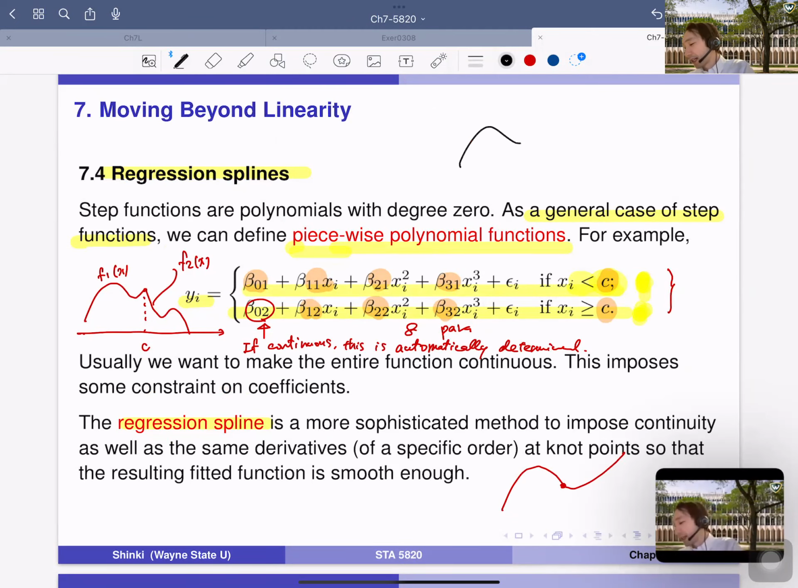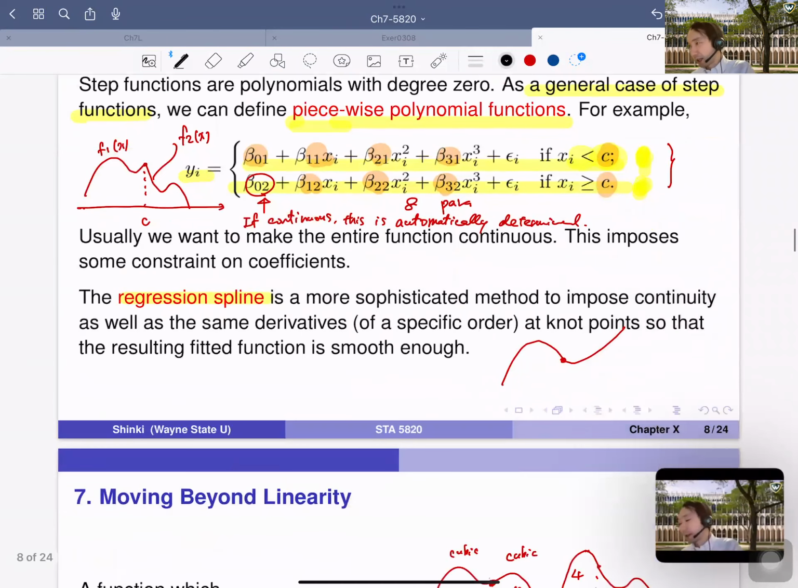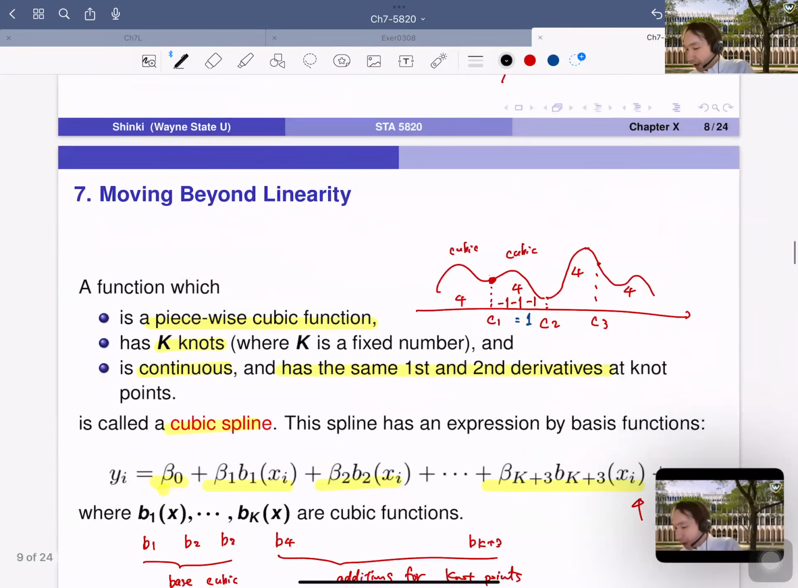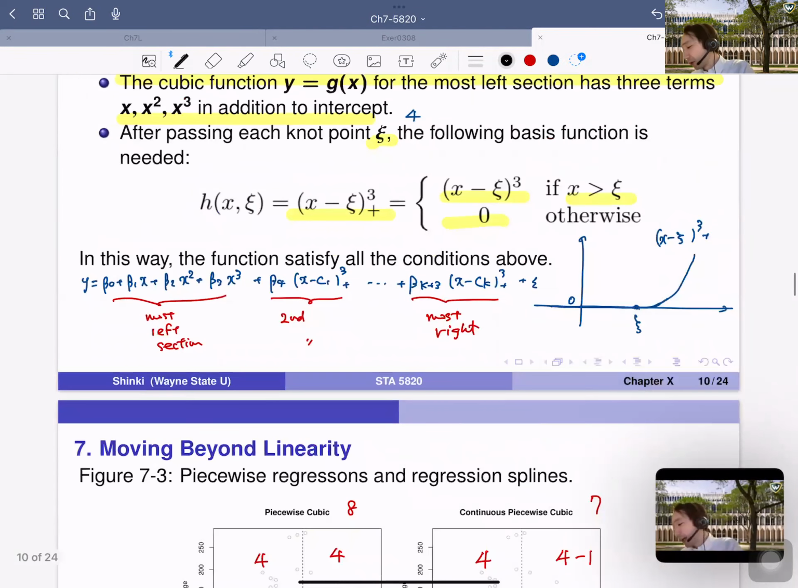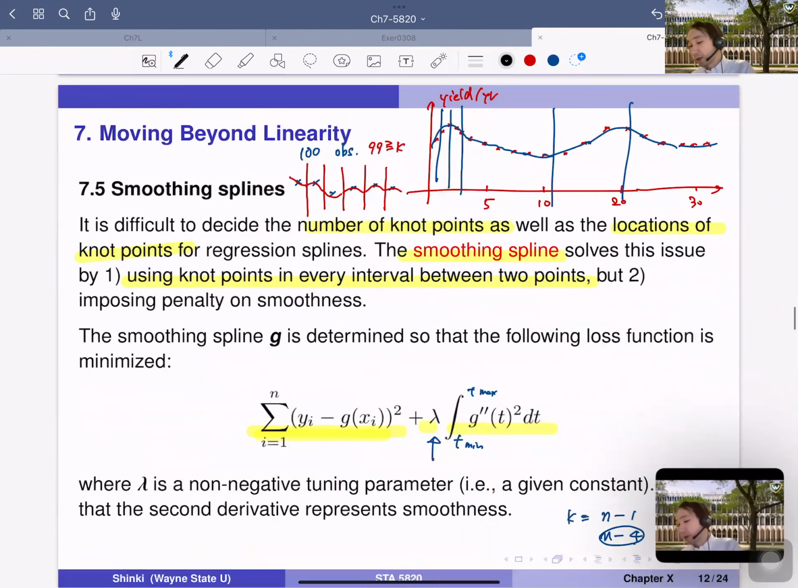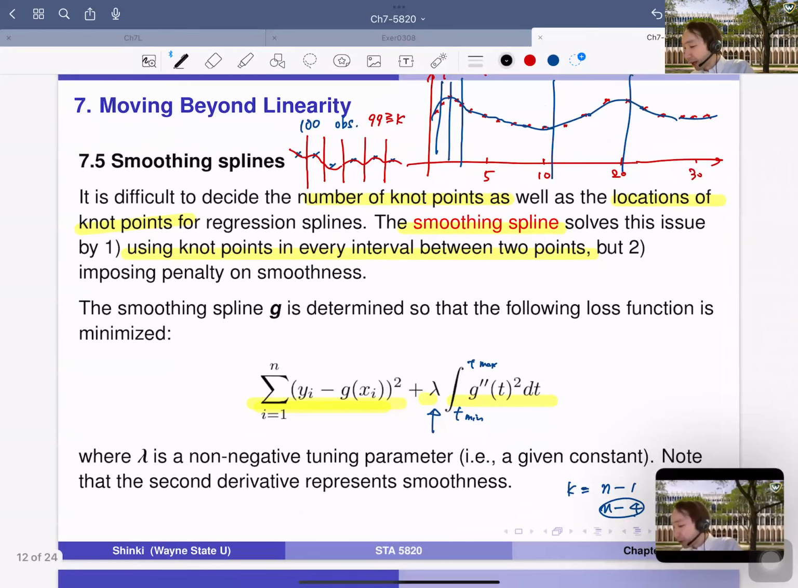Regression splines basically connect polynomials, maybe a cubic spline that connects third degree polynomials, but we assume that this entire function is continuous and also differentiable, maybe twice. And the spline has some knot points, but that is sometimes a problem for estimation. So we also discussed smoothing splines. That means that we have many knot points.